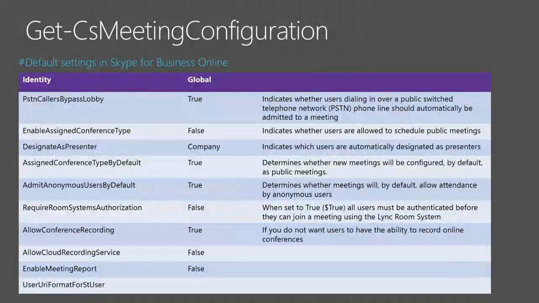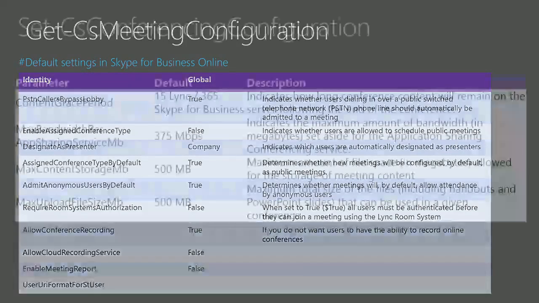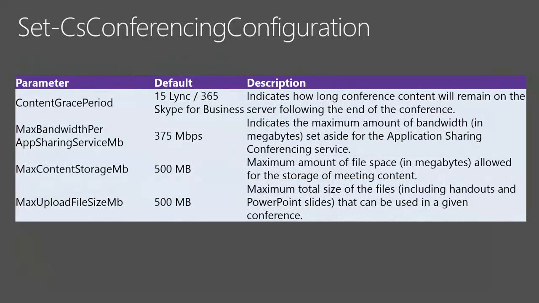Okay, so there are some settings that you can configure. So we already watched the assigned conference type by default and the enable assigned conference type. And those two settings are used to enable or disable that unique meeting ID. You can also set PSTN caller bypass lobby, and so on, allow conference recording. And if you watch closely, there are some new things in Skype for Business Online as well. We also have the Set-CsConferencingConfiguration. Oh, the previous slide, that's some settings that you can also do in Skype for Business Online.